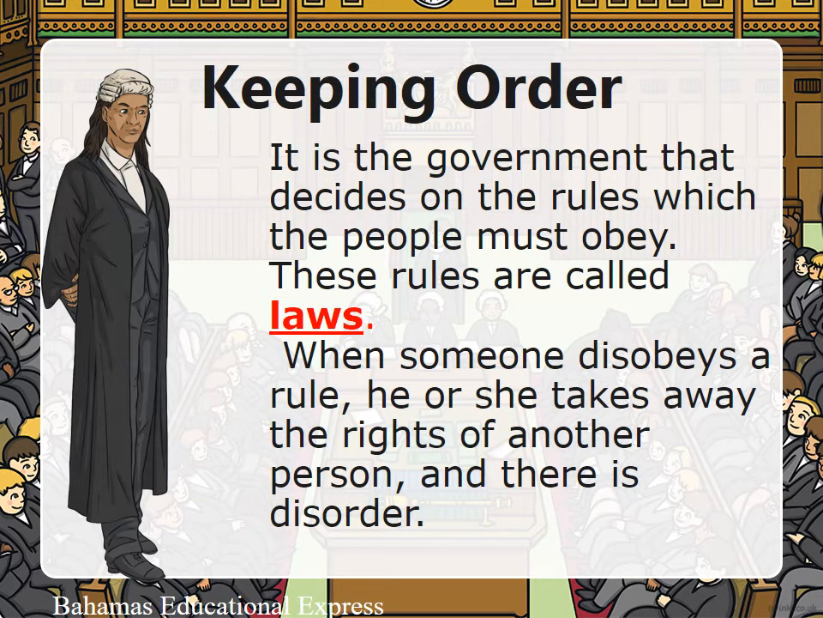Keeping order. Do you know who keeps order in the Bahamas? It is the government that decides on the rules which the people must obey. These rules are called laws. When someone disobeys a rule, he or she takes away the rights of another person, and there is disorder. So rules are called law, and the government decides in the House of Assembly and the Senate which rules people must obey.